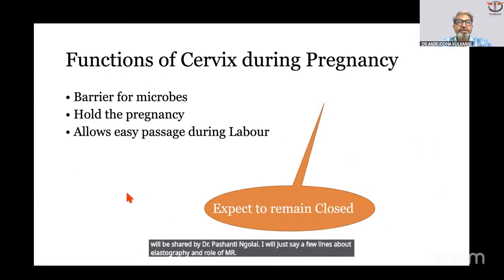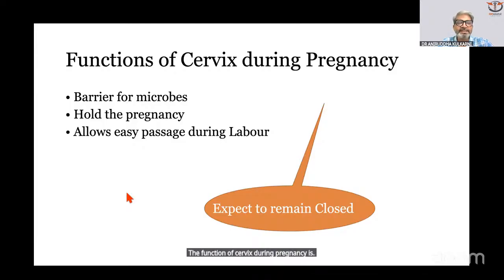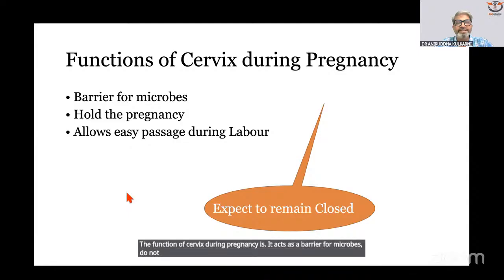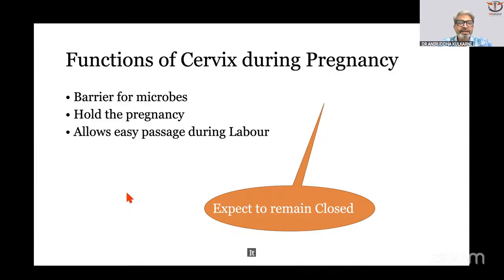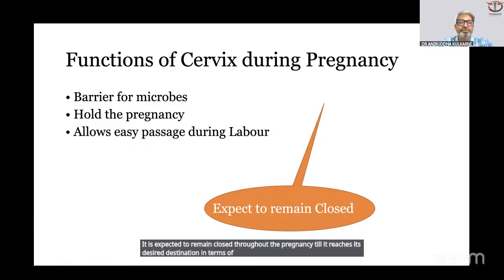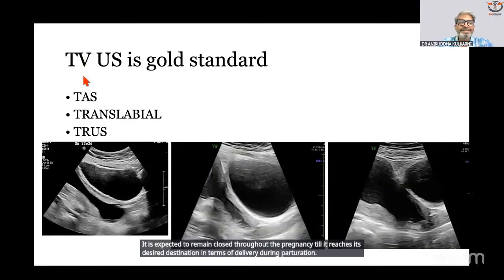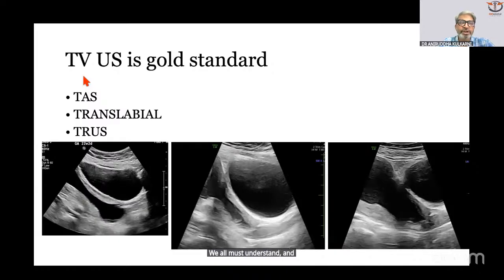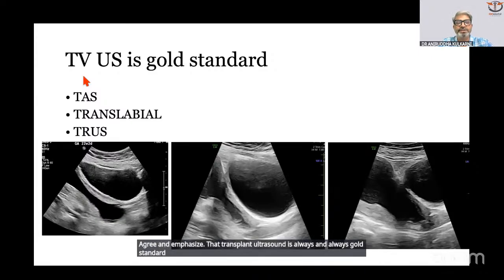The function of the cervix during pregnancy is that it acts as a barrier for microbes, not allowing them to ascend into the pregnancy. It holds the pregnancy. It allows easy passage of the fetus during labor by effective dilatation. It is expected to remain closed throughout the pregnancy till it reaches its desired destination in terms of delivery during parturition. We all must understand, and Dr. Prashant Ingole also will agree and emphasize, that transvaginal ultrasound is always and always the gold standard in all situations.